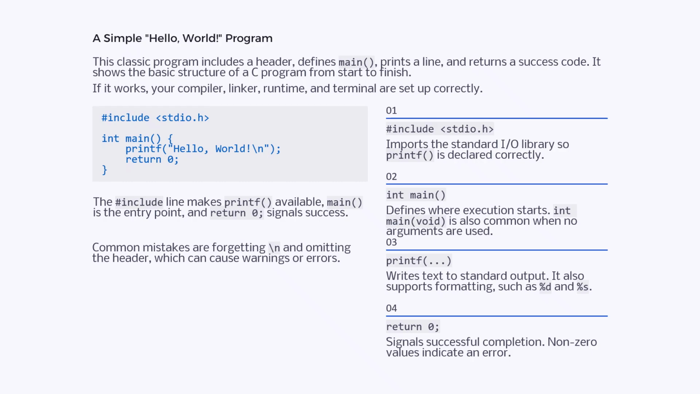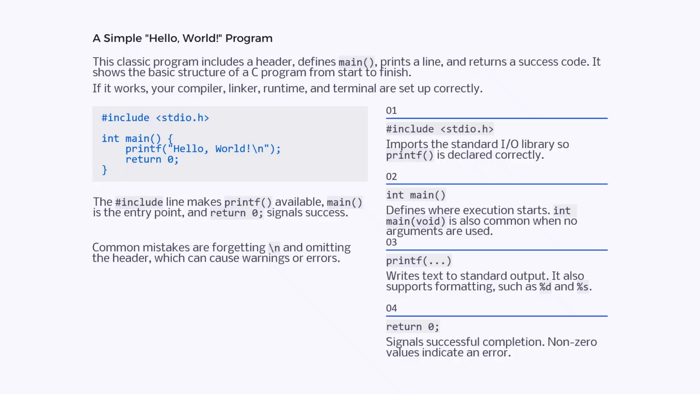Point 1. Hash include stdio.h imports the standard IO library so printf is declared correctly. Second, int main defines where execution starts. Int main void is also common when no arguments are used. Third, printf writes text to standard output. It also supports formatting such as %d and %s. Fourth, return 0 signals successful completion. Non-zero values indicate an error.